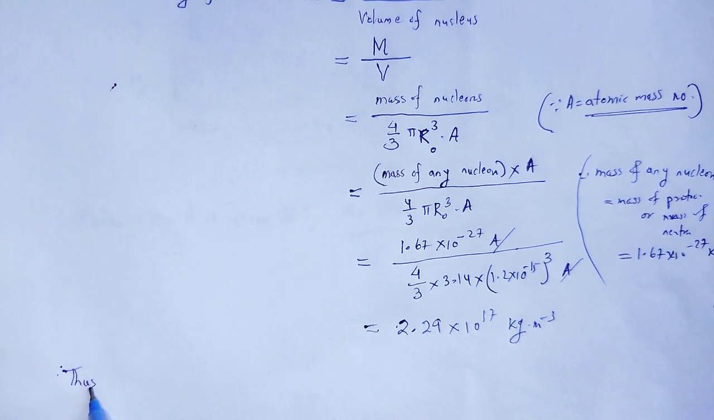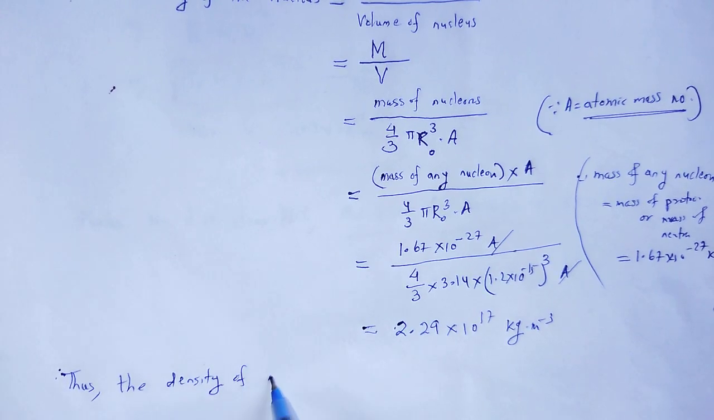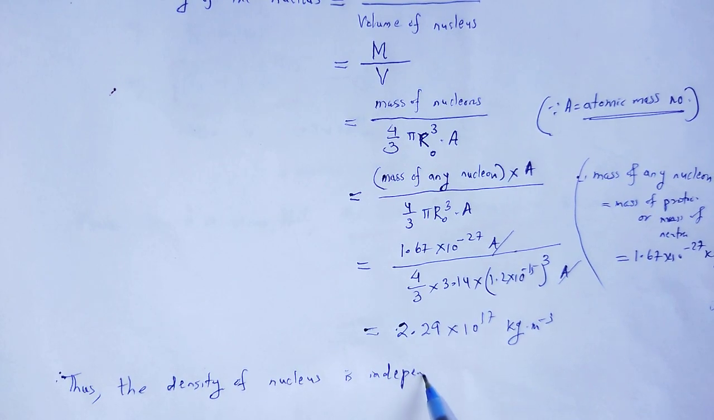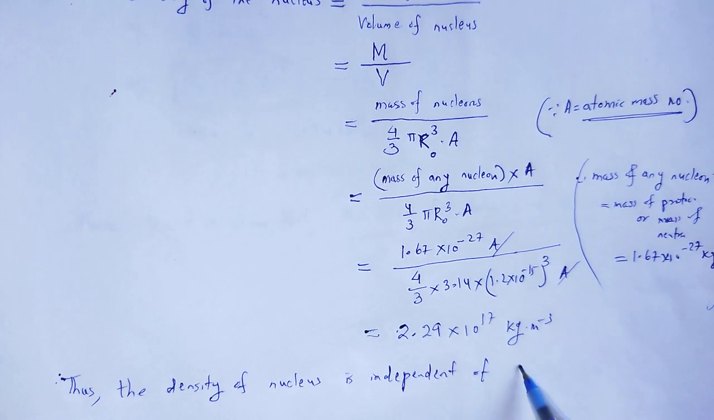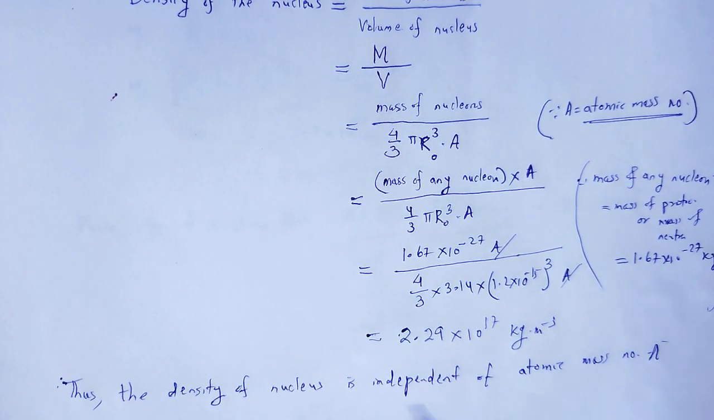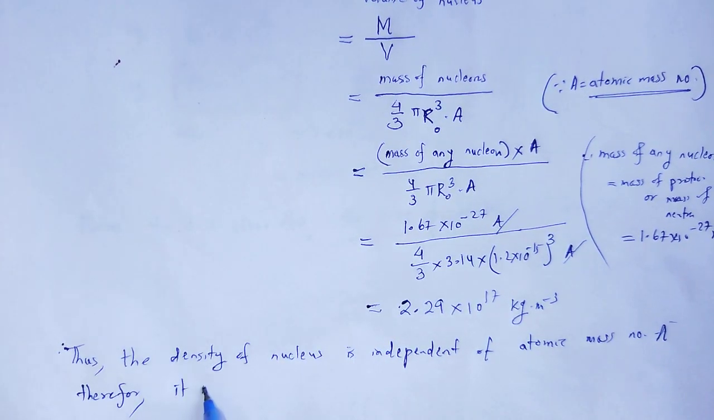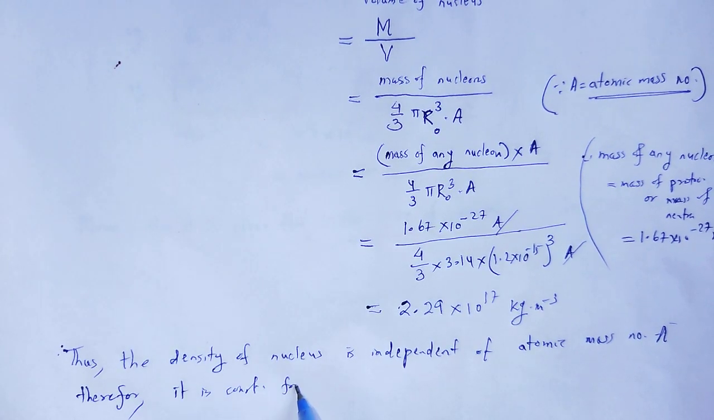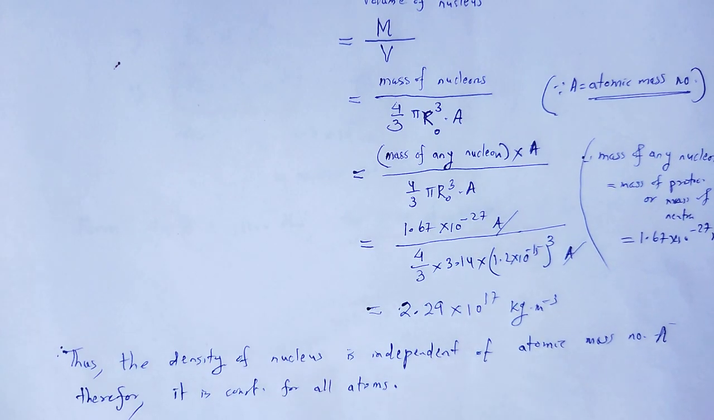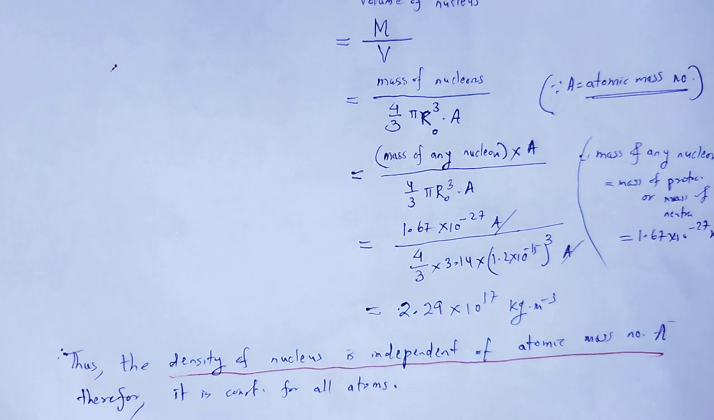Thus, the density of nucleus is independent of atomic mass number. Therefore, it is constant for all atoms. In case of each and every atom, the density of nucleus is a constant.